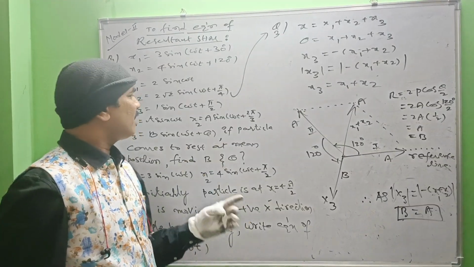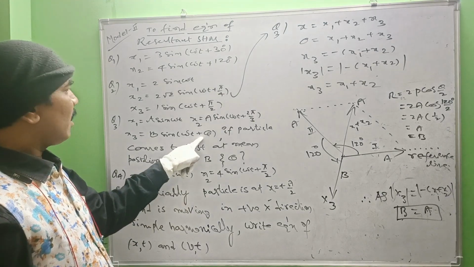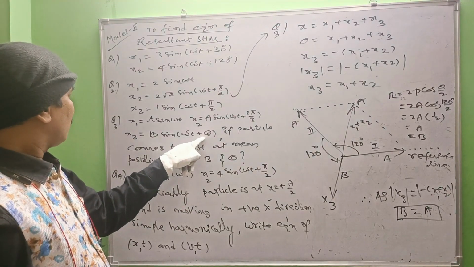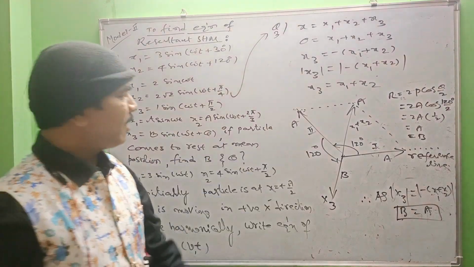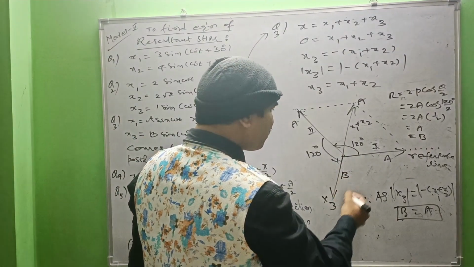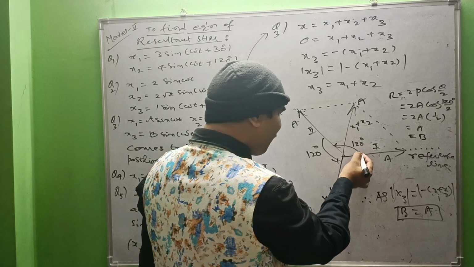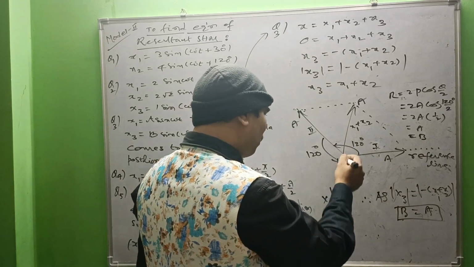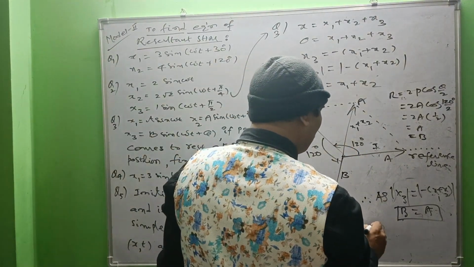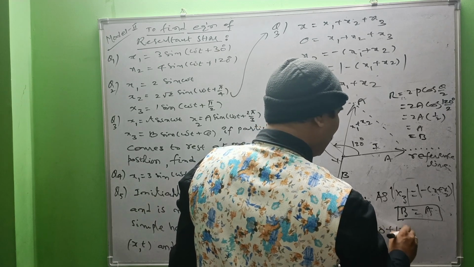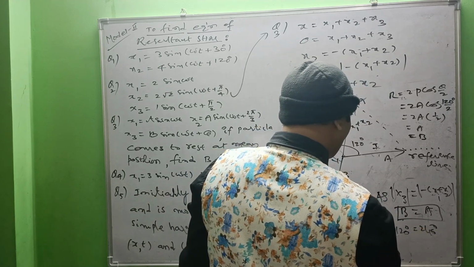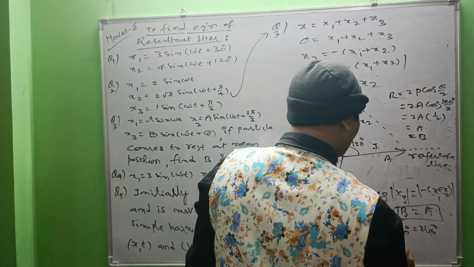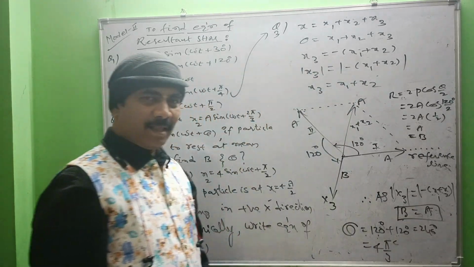Next, what is theta here? Theta means the angle made by the third oscillation with the reference line. See, this is the third oscillation, this is the reference line. What is the angle from here to there? That is 120 plus 120. So theta equal to 120 plus 120, that is 240 degrees, which is 4 pi by 3 radians.